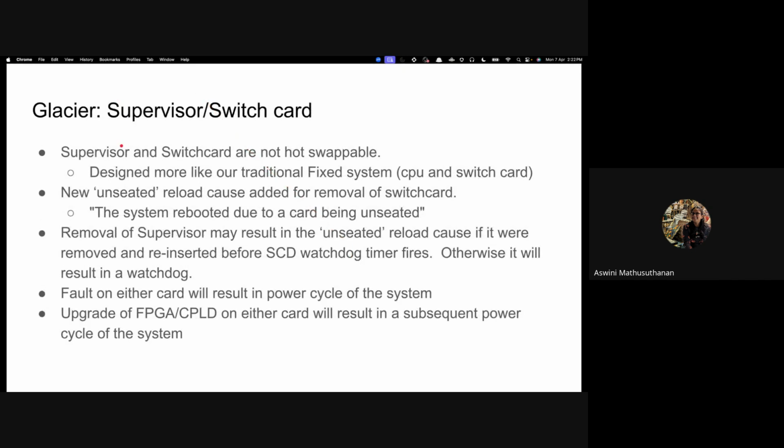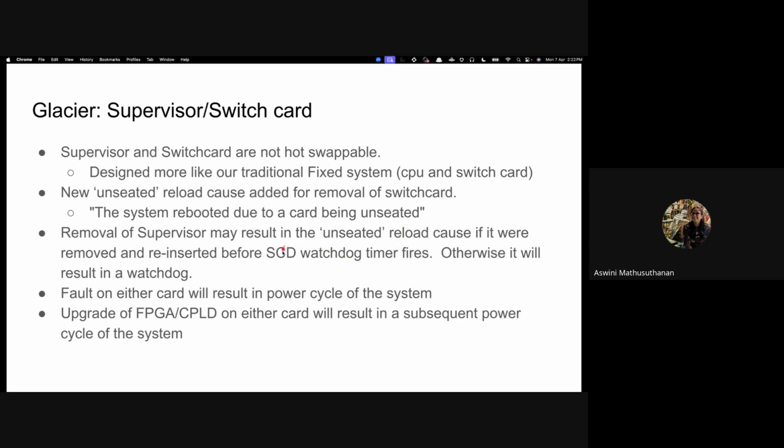In this slide, like I said, they are not hot swappable. So how can we figure out if these are removed? For that reason, we have added a new unseated reload cause. When we check the reload cause, it's going to show this reason: the system rebooted due to card being unseated when the switch card is removed.